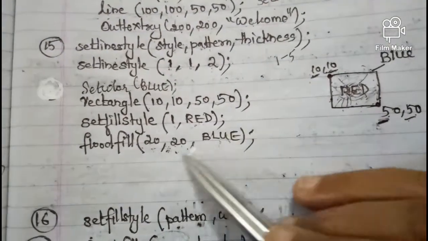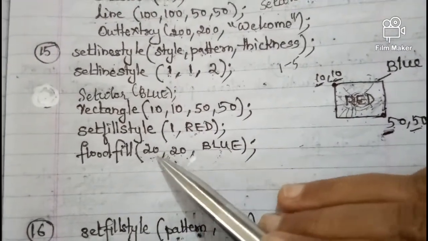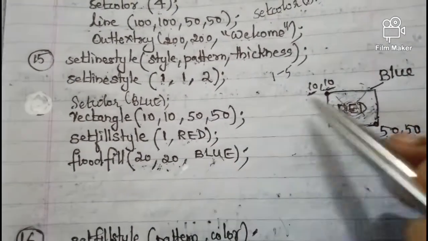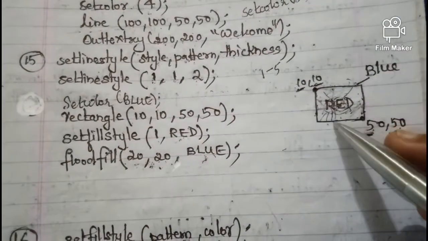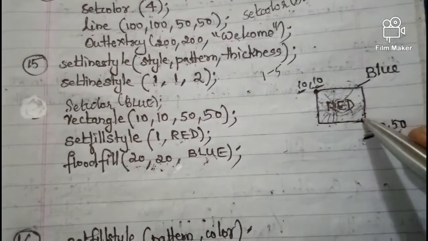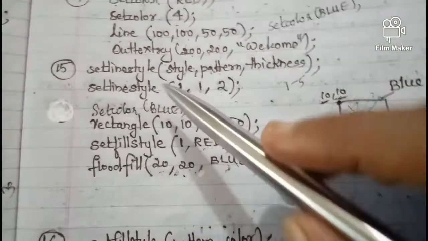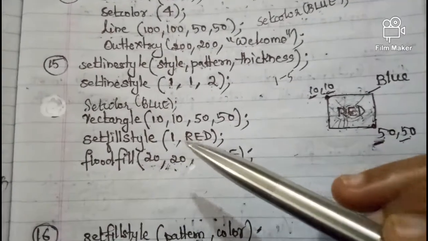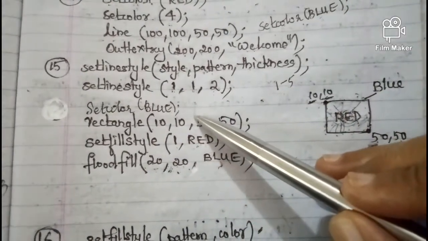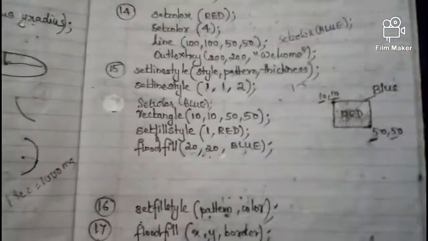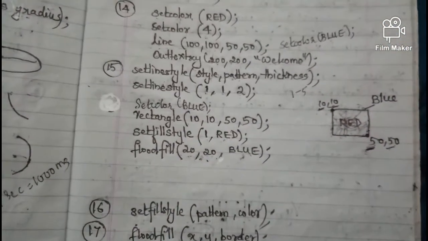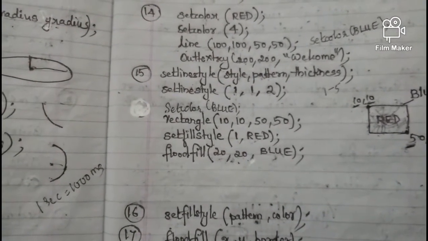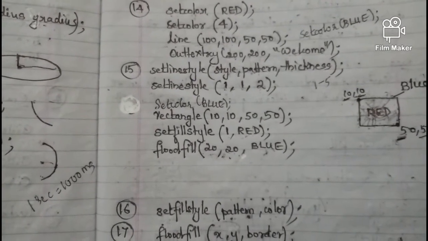That means flood fill function clearly specifies to us from where to start the coloring and when to stop coloring. So coloring is proceeded in all directions. Stop whenever you find a blue color. Clear? So in this way, using set fill style and flood fill, both these functions can be used together to fill a region with a color. So these are some of the functions that you can use in your graphics program to make your output look much better. Hope you all have understood everything. Thank you.